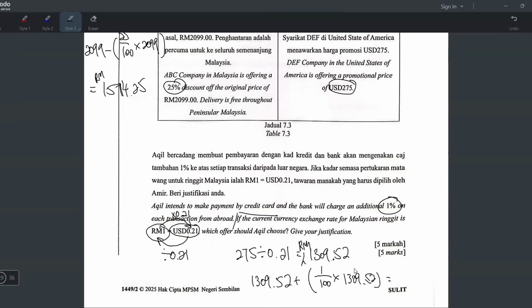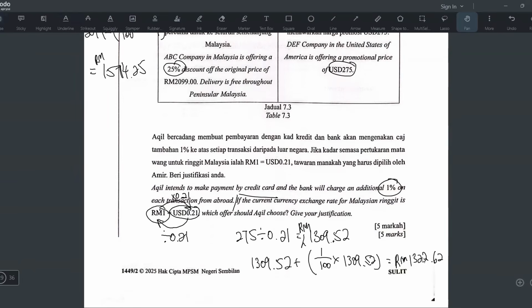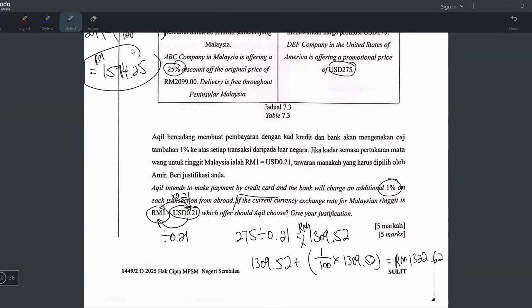Okay, I got 1322.62. So that is the total amount lah yang you kena bayar kalau you beli handbag yang ini. If you buy the second handbag, this is what you have to end up paying. Okay. If the first handbag, you end up paying this one. This is the second. This is the first.